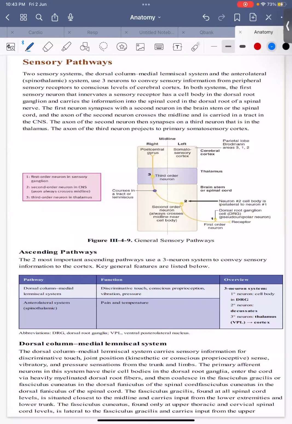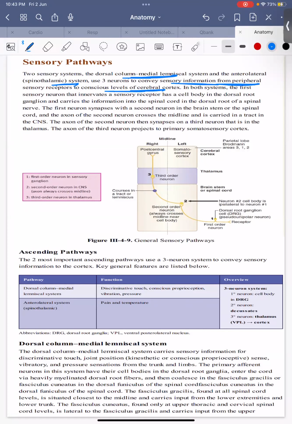Now let's talk about the sensory pathway. We have two types of sensory pathway. One is the dorsal column medial lemniscus pathway, and another is the spinothalamic system. They use three neurons to convey the sensory information from the peripheral receptors to the conscious level of the cerebral cortex in the brain.